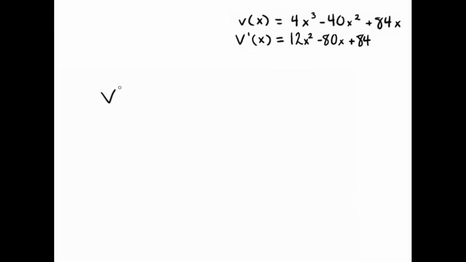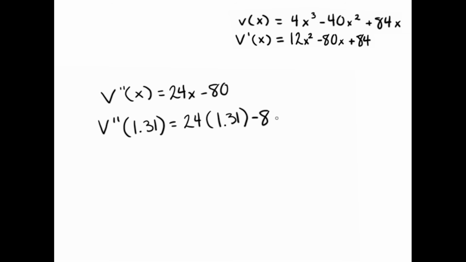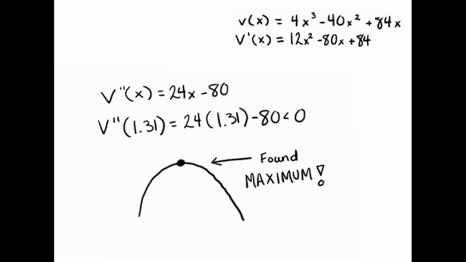To check that cutting out corners of length of about 1.31 maximizes instead of minimizes the volume, let's just check the sign of the second derivative of the volume function. Since it's negative, this means that the graph at that point is concave down. We know that we have found a maximum.